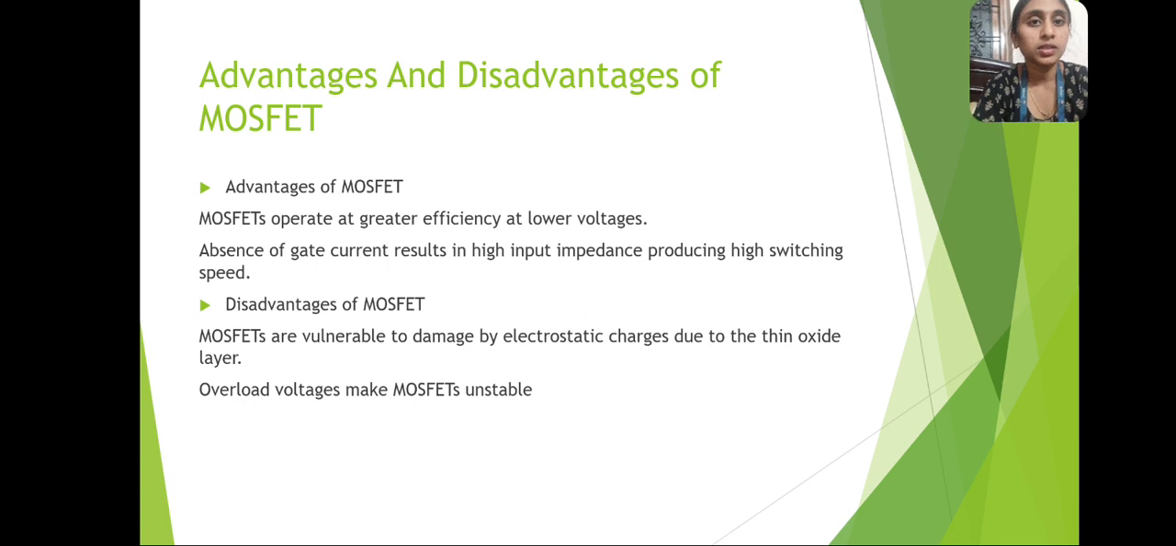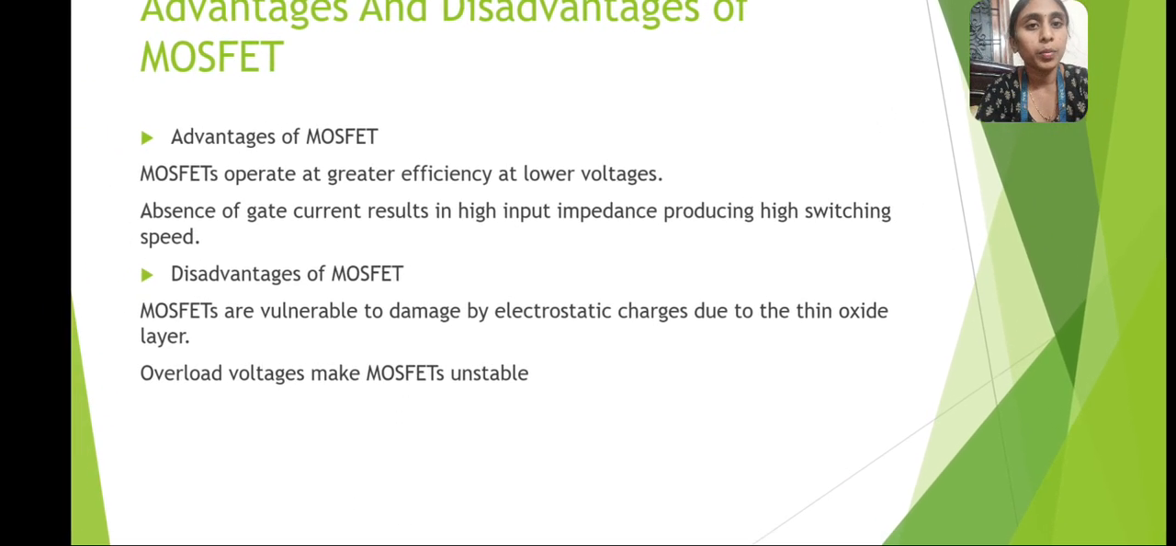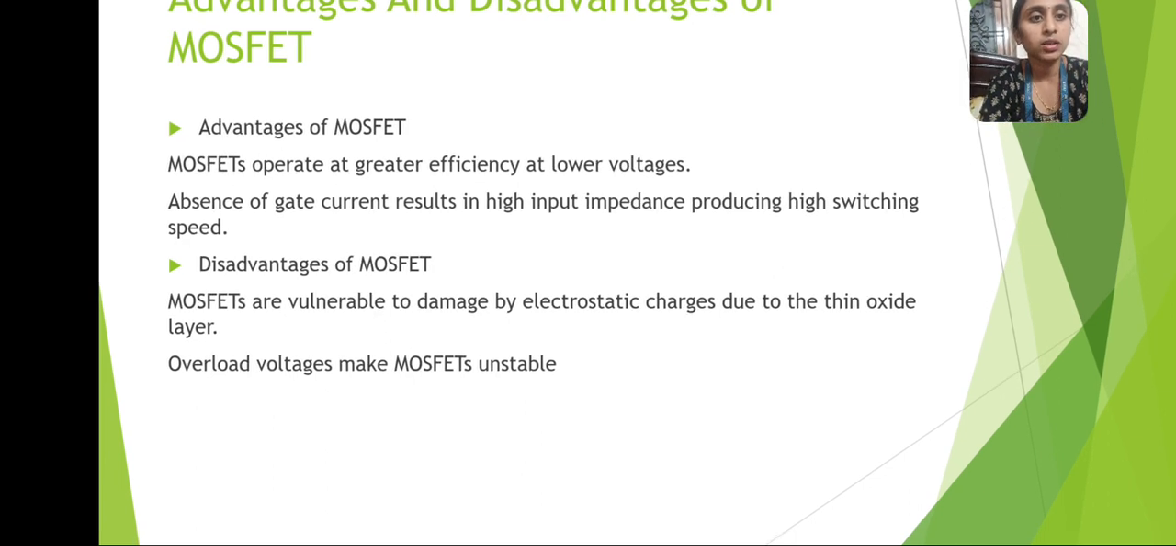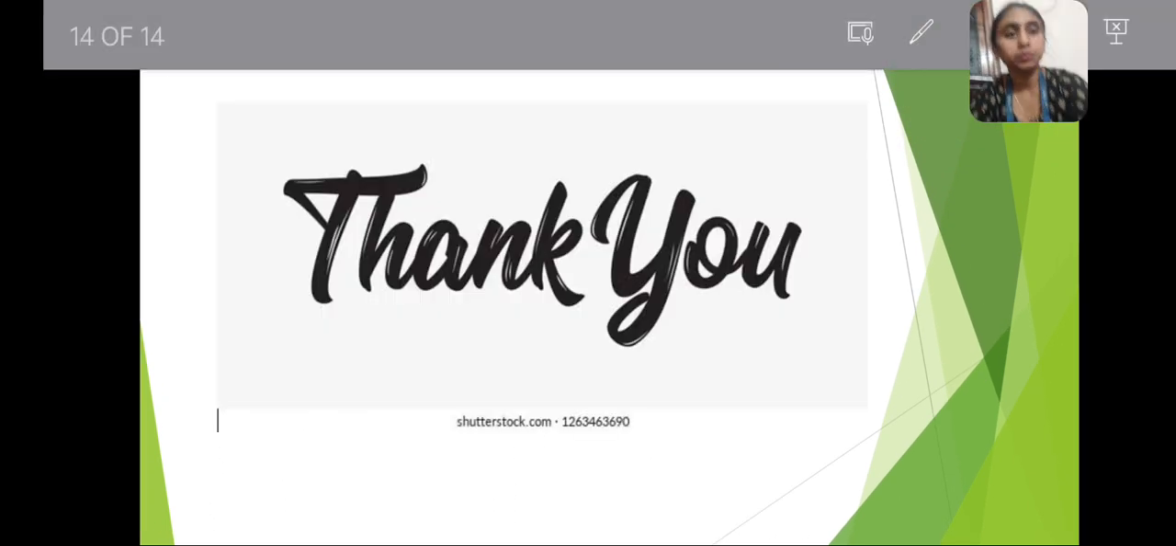Advantages and disadvantages of MOSFET. The advantages of MOSFET are that they operate at greater efficiency at lower voltage, and the absence of gate current results in high input impedance, producing high switching speed. Whereas the disadvantages are that they are prone to damage by electrostatic charges due to the thin oxide layer. Overload of voltage makes the MOSFET unstable. Thank you.